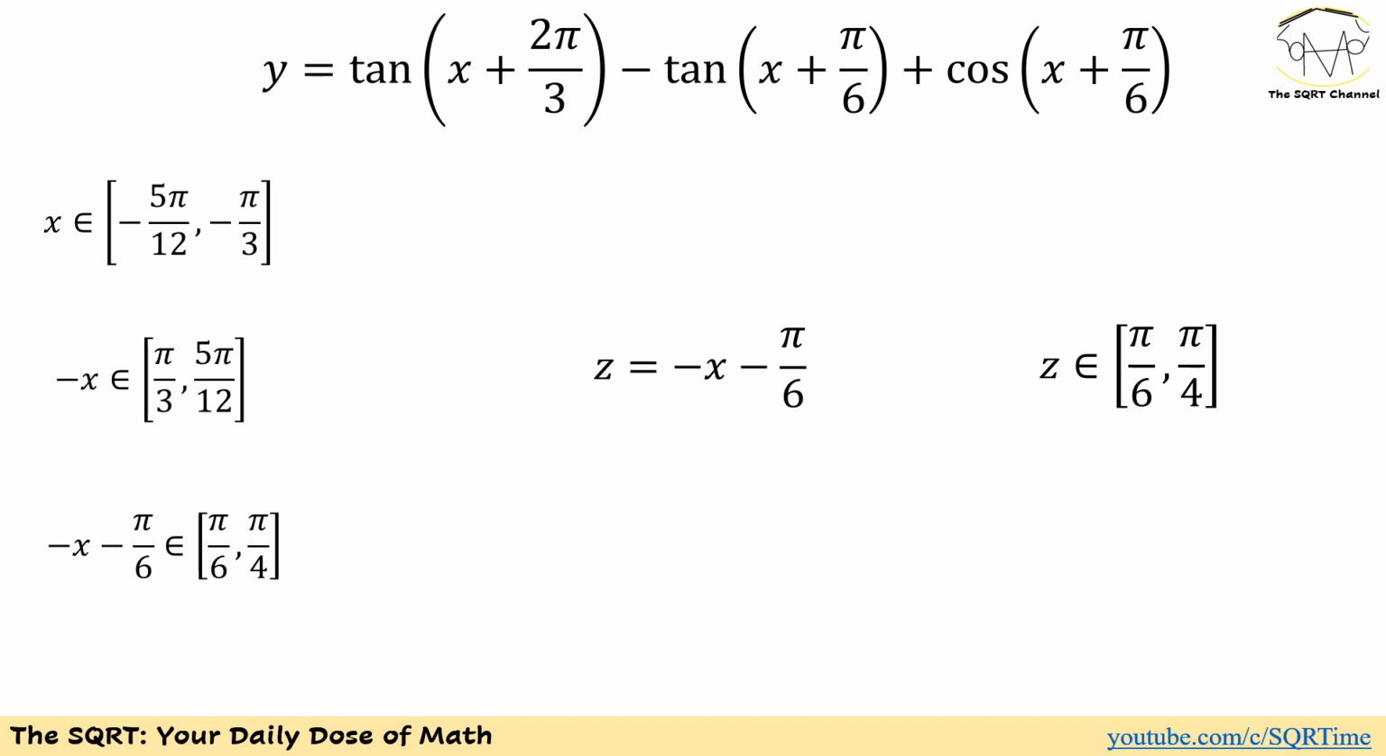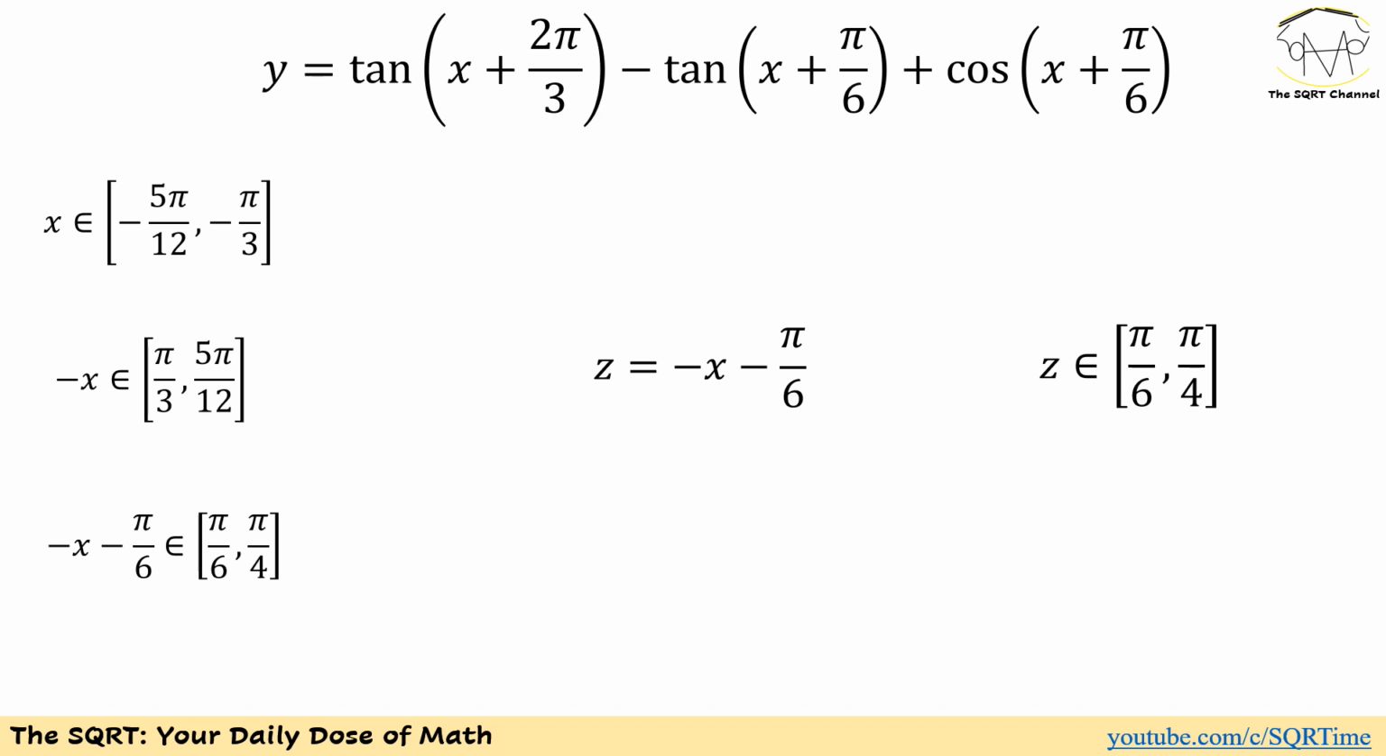In that case, since I have this negative tan of x plus pi over 6, I'm going to move negative inside tan, and then we will have negative x minus pi over 6. Because of that, I'm going to start with defining a new variable as negative x minus pi over 6. Remember, cosine of x plus pi over 6 and cosine of negative x minus pi over 6 are going to be equal. So I'm going to be safe here.